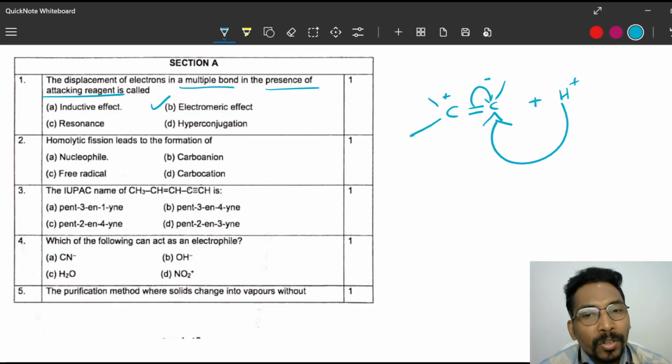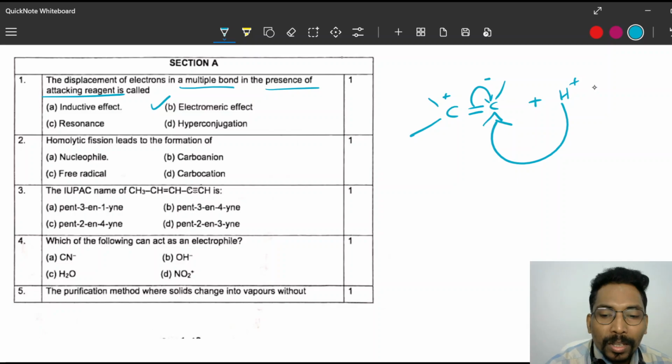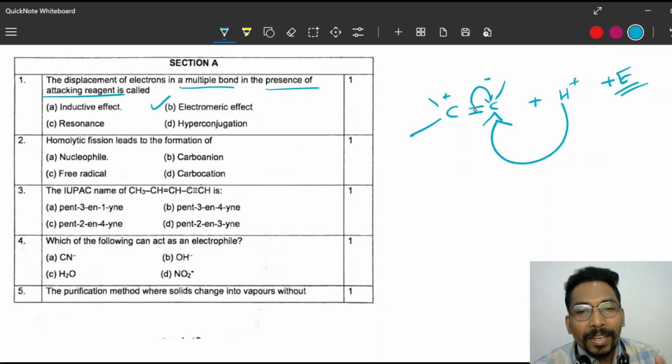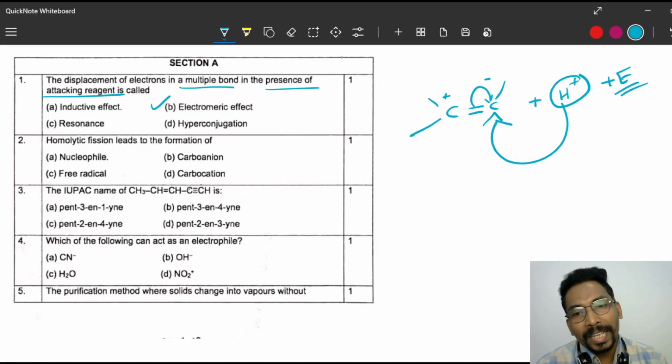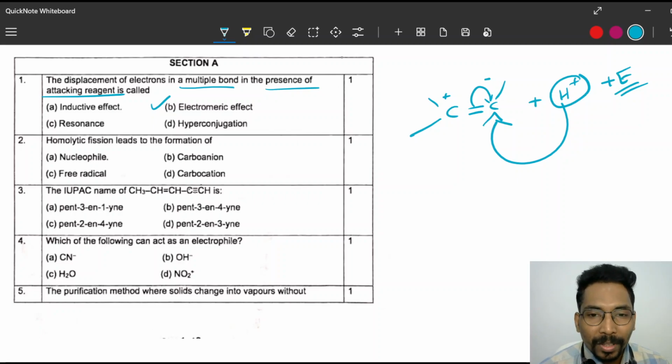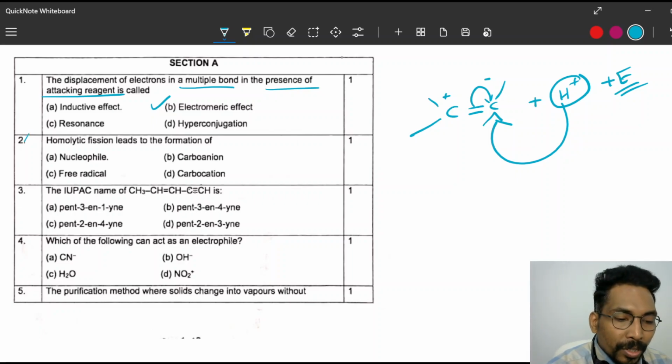There are two types of electromeric effects. I hope all of you know that, plus E effect and minus E effect. This comes under plus E effect. Why? Because the electron pair is shifted to this particular carbon and the attacking reagent is also joining the same carbon. So that is plus E effect. I hope that's clear. So the first one's answer is option B, electromeric effect. Okay, we can move to the second one.